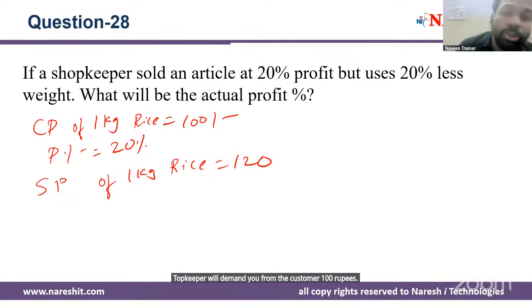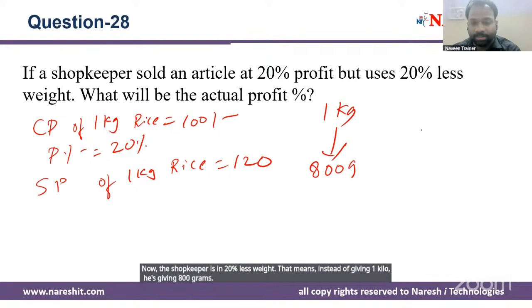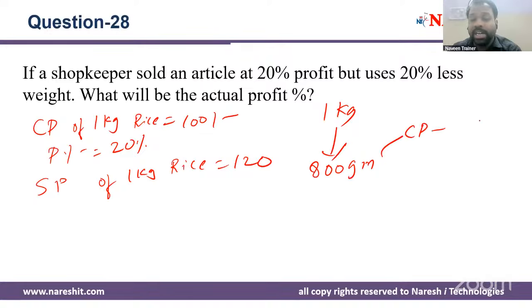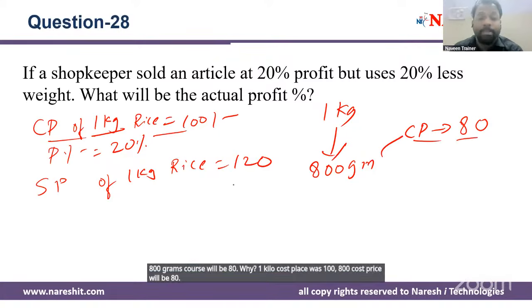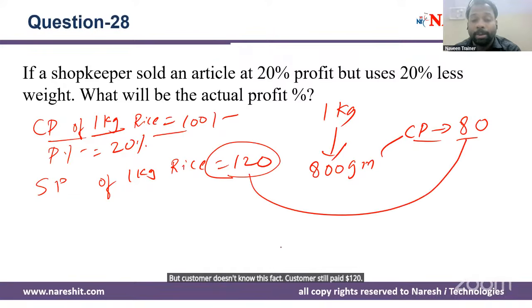Now the shopkeeper is using 20% less weight. That means instead of giving 1 kilo, he is giving 800 grams. 800 grams cost price will be 80. Why? 1 kilo cost price was 100, so 800 gram cost price will be 80. But the customer doesn't know this fact. Customer still paid 120. So what is the profit the shopkeeper makes?